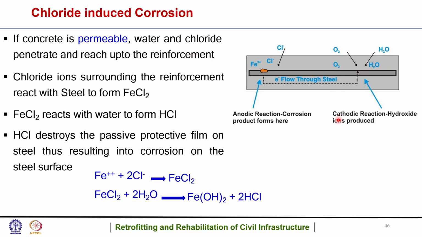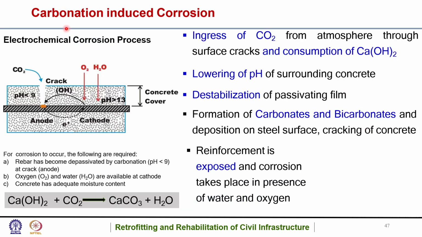the chloride induced corrosion is such a grave concern in existing structures, and the main reason for failure or deterioration of structures is chloride induced corrosion. As you can see here, the electron flows, the two electrons form hydroxide, and it joins the Fe2+ and results in ferrous hydroxide, along with the production of HCl. In the anodic reaction the corrosion product forms here, and in the cathodic reaction hydroxide ions are produced. So that is chloride induced corrosion.